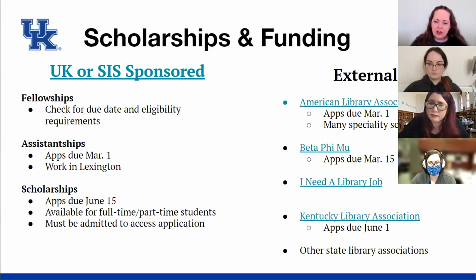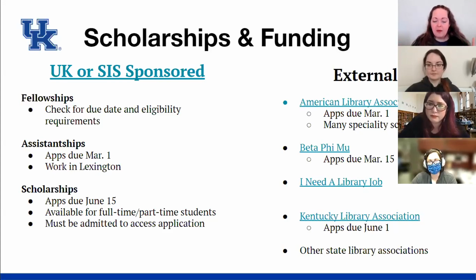Beta Phi Mu, which is our honor society, has in the past done scholarships for master's students. I think for the last couple of years, they've limited it to PhD level students just because of some funding issues, but it's always good to look there just to see if they bring them back. And then the other place is your state library association. So Kentucky Library Association has 2 scholarships that they award. And what's nice is that every student in this program is eligible to apply for these, even if they live outside of Kentucky, because of the way that they write the rules for this.